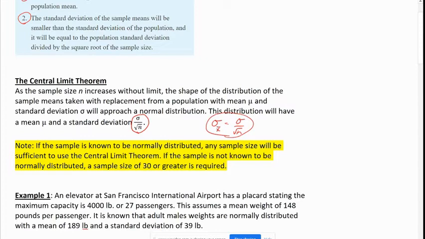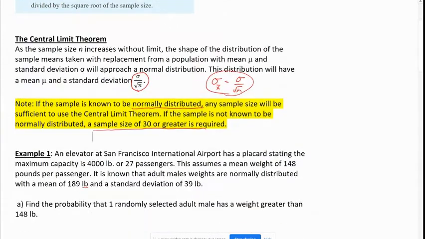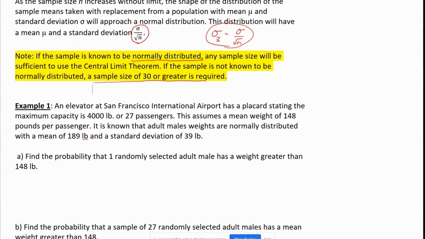An important note related to the central limit theorem is that in order to utilize it, you either have to have a population that's normally distributed, or, I should say, a sample from a population that's normally distributed, then you're good to go. Or if you're not sure if the sample is normally distributed, then make sure that you have a sample size of 30 or greater in order to utilize the central limit theorem. Okay, so let's look at an example of how we can use this central limit theorem.